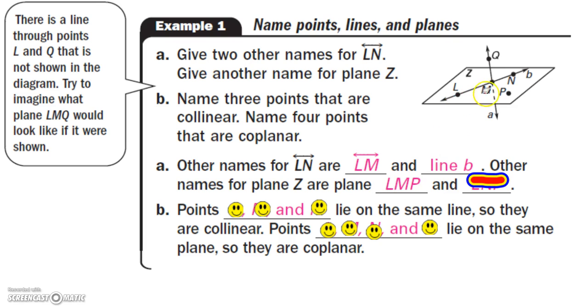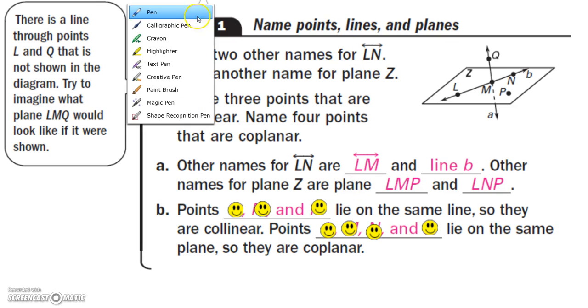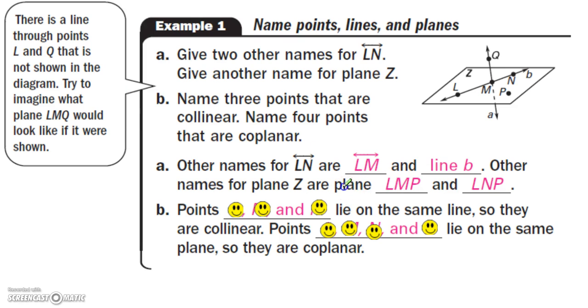So let's see what we have underneath here. We've got L, M, P. Those are 3 non-collinear points. P is not on the same line as L and M. 3 non-collinear points to name a plane. We could also call it LNP or PNL. So if we were naming it, we would name it plane LMP or plane LNP. But you don't want to use just LMP; you want to use the word plane as well.